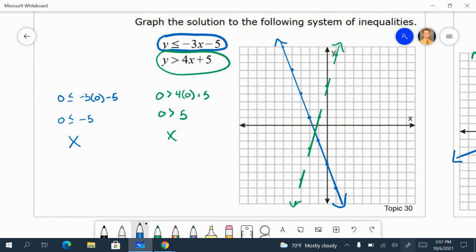Graph the solution to the following system of inequalities. Now we've got two inequalities, and as you can see, I've got them circled there. So I've already got them graphed. I just don't have anything shaded yet.